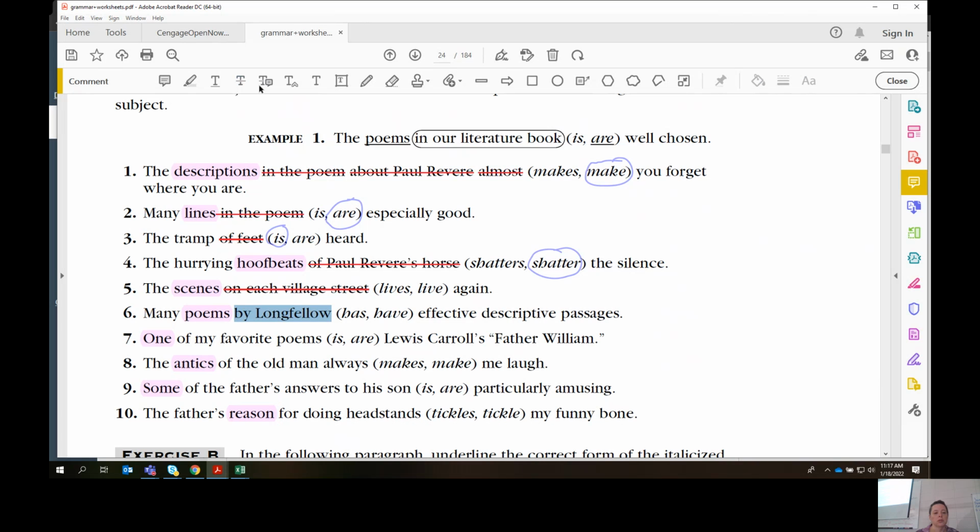Remember to find your subject. If you have problems, say, hey, Miss P, what's the subject in number 1 or 2 or 4 or whatever? I'm going to mark out this adverb always too, in number 8.